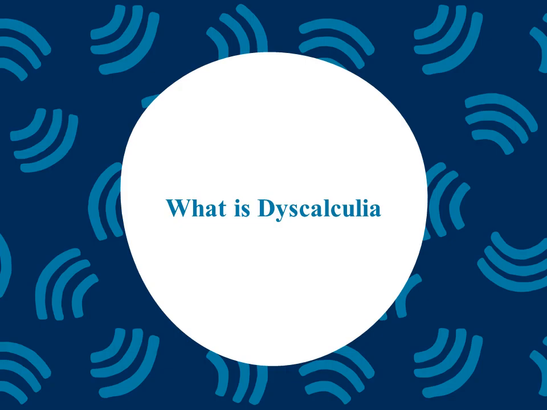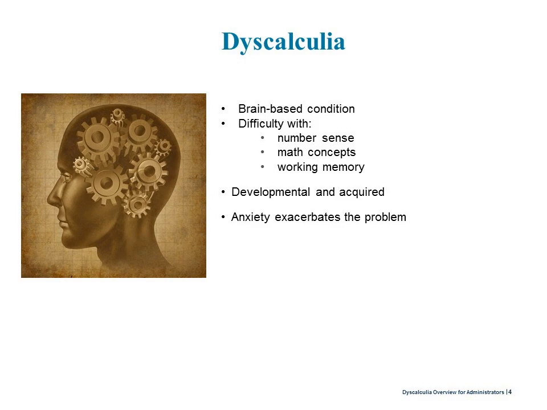So for those of you who don't know, or as a refresher for those of you who do know about it, what is dyscalculia? It is a brain-based condition like dyslexia, and it has to do with difficulty with numbers and math concepts. And really the crux of the problem seems to be with understanding quantities and being able to recognize and understand quantities.